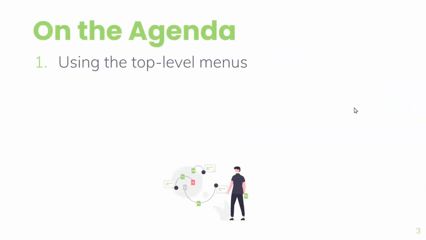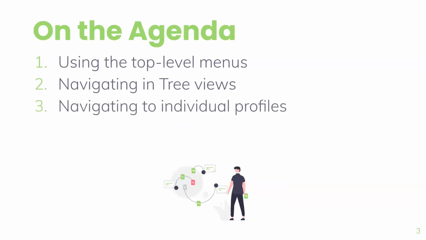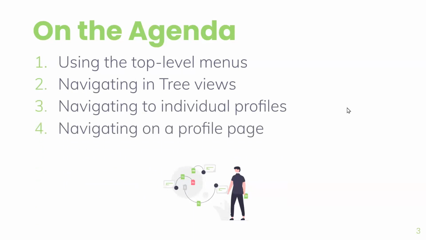First of all, we'll talk about the top level menus in Family Tree. Then we'll talk about navigating tree views, navigating to individual profiles, navigating on a profile page, and finally we'll give some tips and tricks for URLs, or for the web address of the page that we're on.